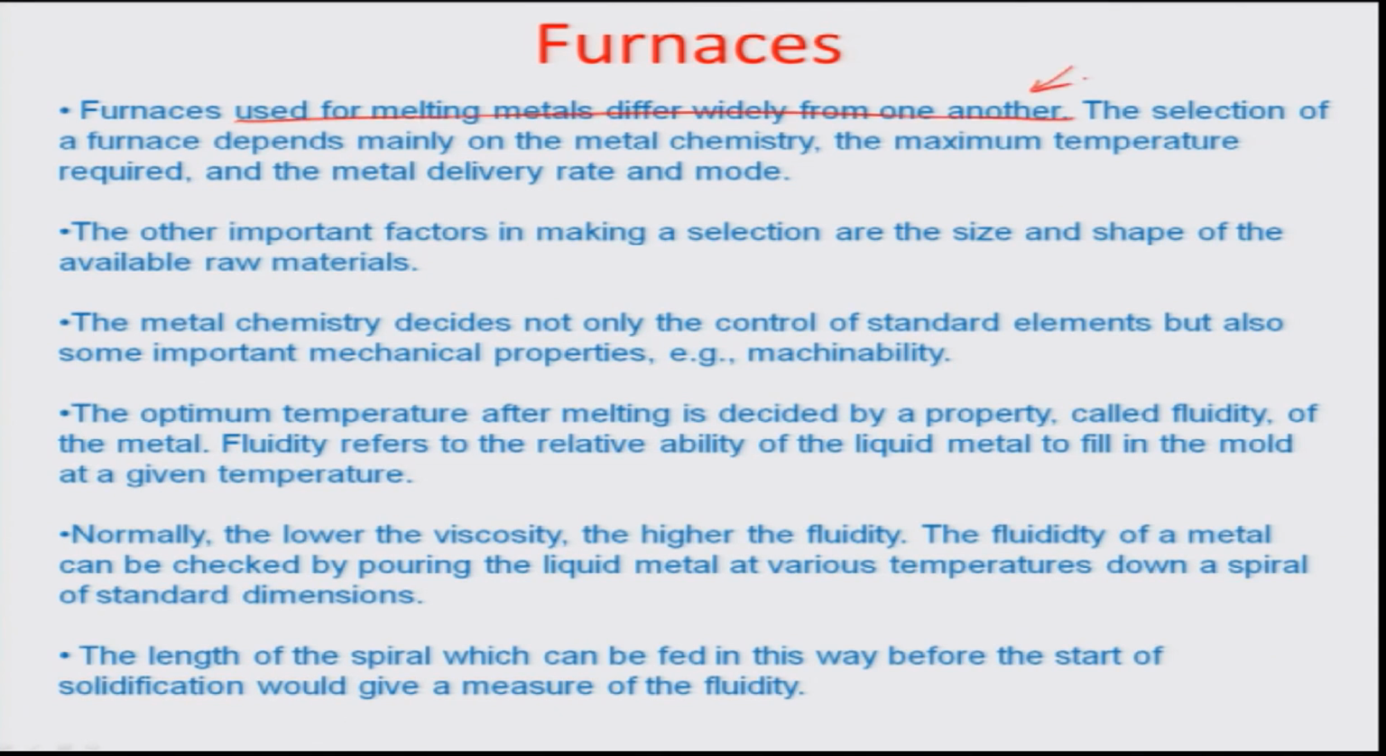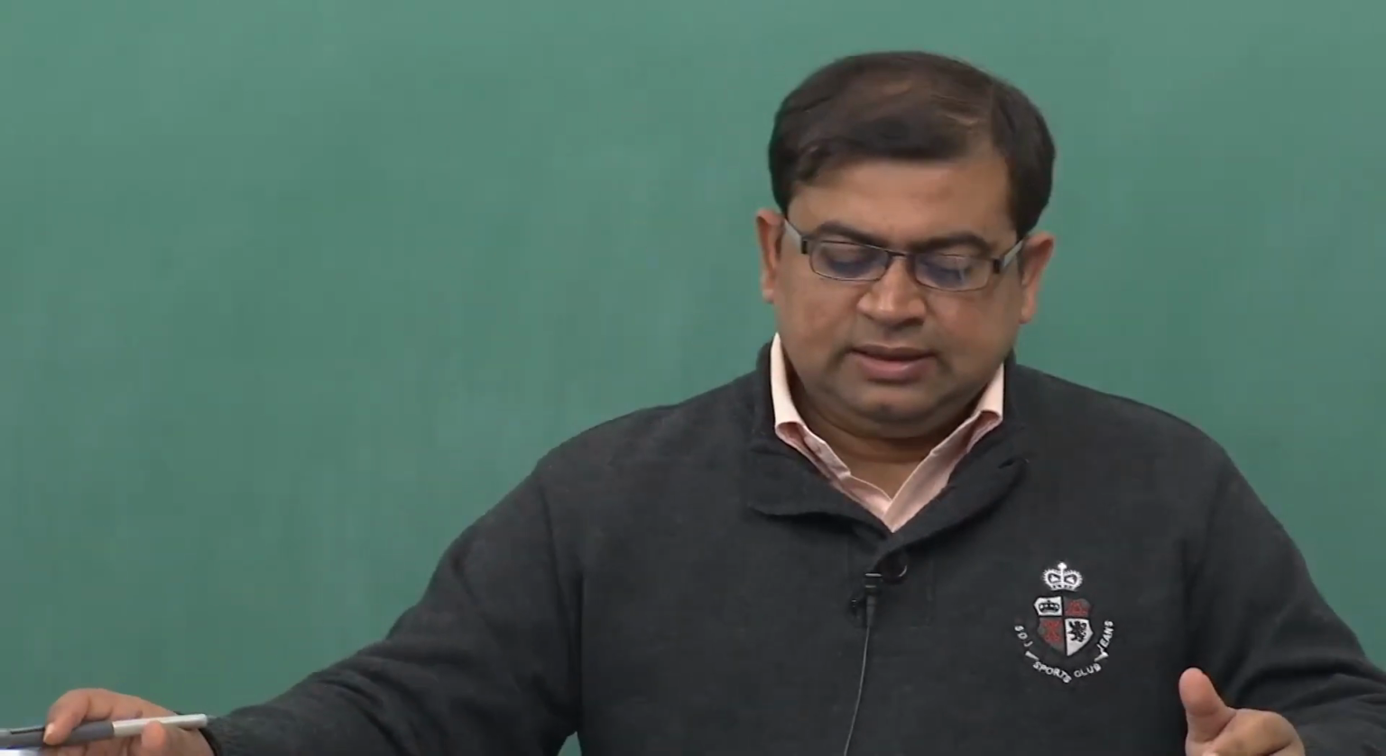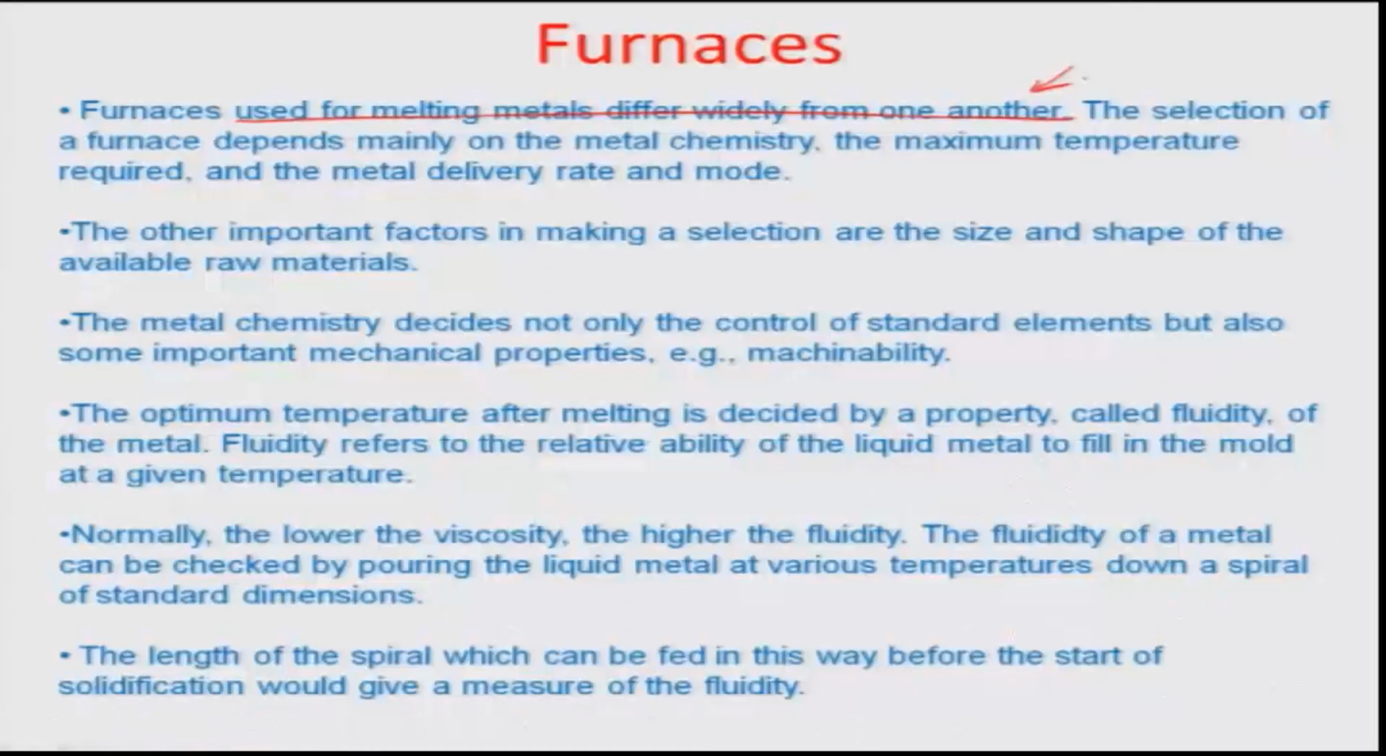There may be, for example, an induction furnace, a cupola furnace, or a side blow converter. So depending on the heat transfer modes, or on how you apply energy so that you can melt the material, you can categorize these into various different types. The selection of a furnace depends mainly on the metal chemistry being used, and also the maximum temperature that is needed.